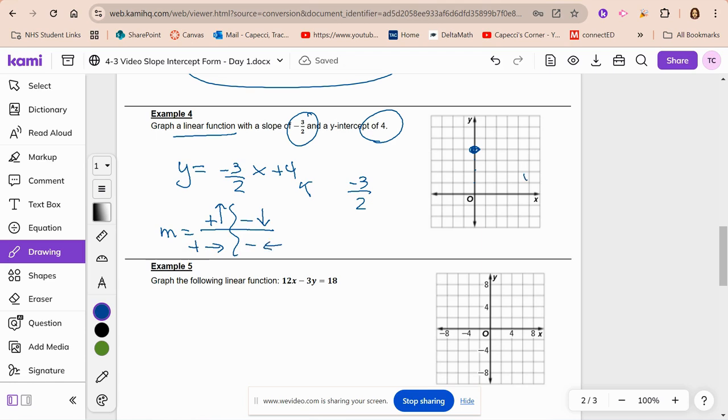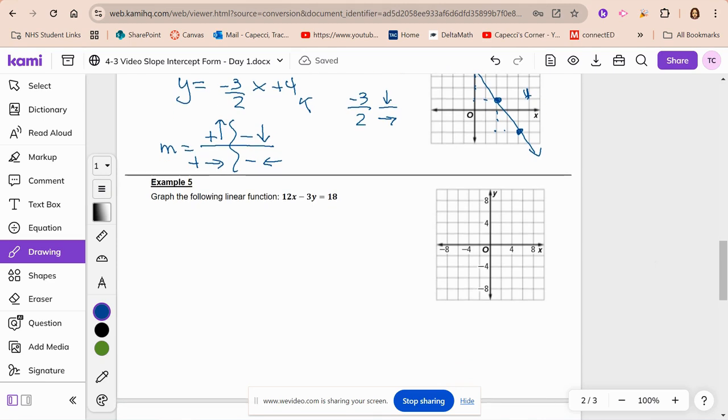So I'm starting off negative, right? So that's going to go down. And then the denominator is positive, so I'm going to go to the right. So I'm going to go down 3, 1, 2, 3, to the right 2. I can also go in the other direction, 1, 2, 3 to the left 2, right? That's the same thing. Okay. And I'm going to then draw my line, arrows on the end all the way through the graph.